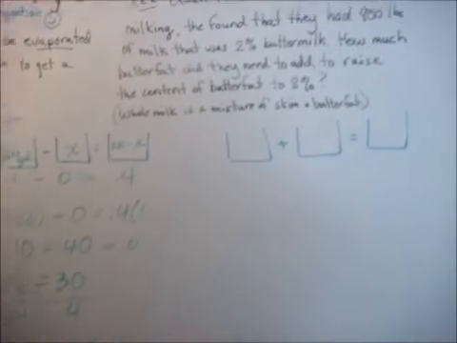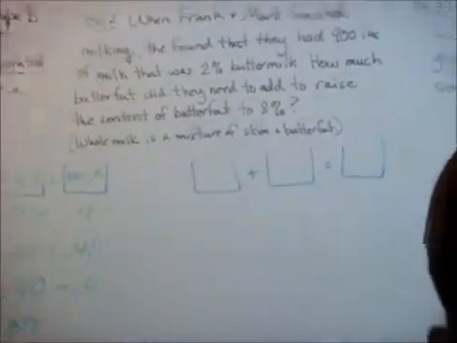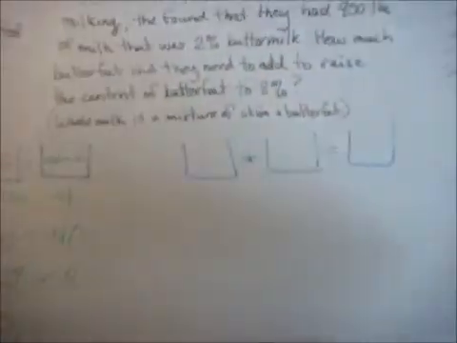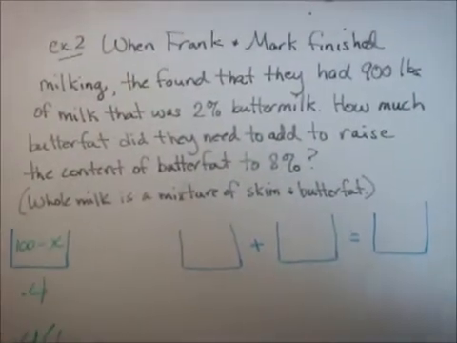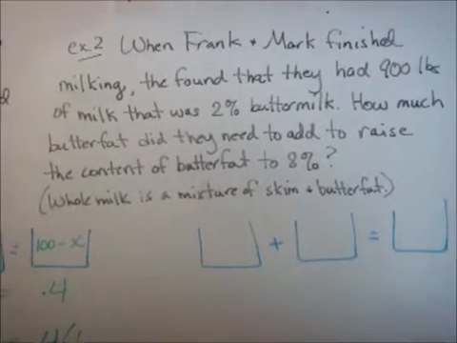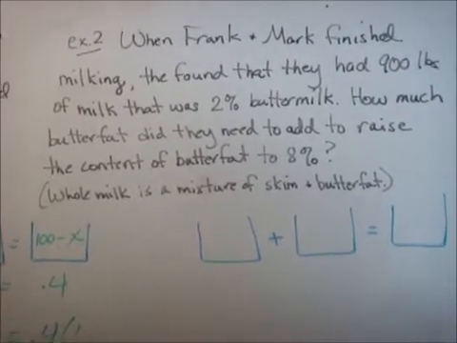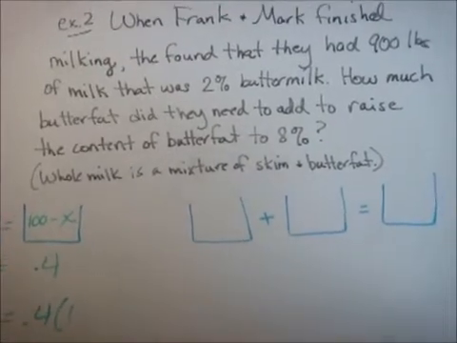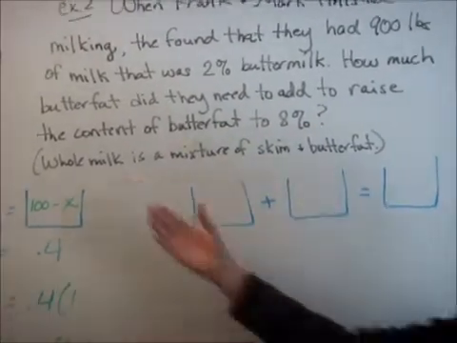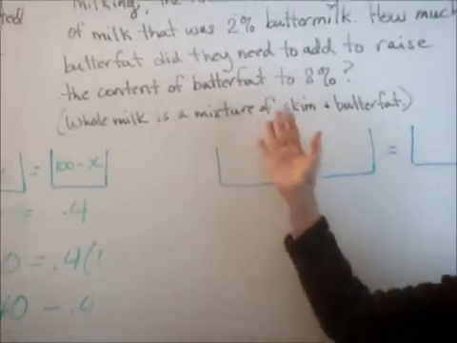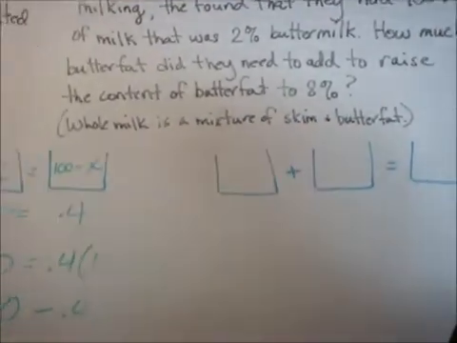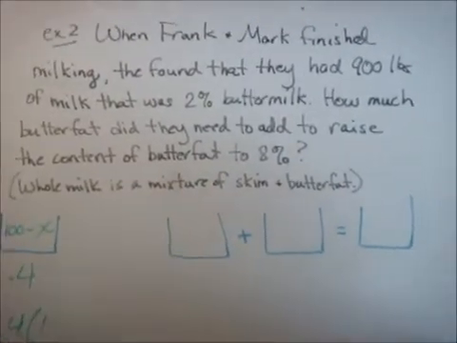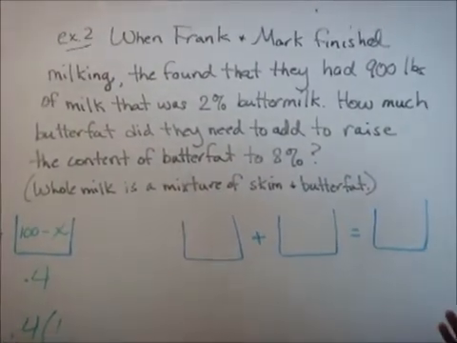Now this is practical. I could see this happening in some of your homes where your parents go and get their milk from the farms. When Frank and Mark finished milking, they found that they had 900 pounds of milk that was 2% milk fat. How much butter fat did they need to add to raise the content of butter fat to 8%? Now, if you didn't know this, whole milk is a mixture of skim plus butter fat. So when you're buying your whole milk, they're taking skim milk and adding butter fat to this. So this is a practical problem.